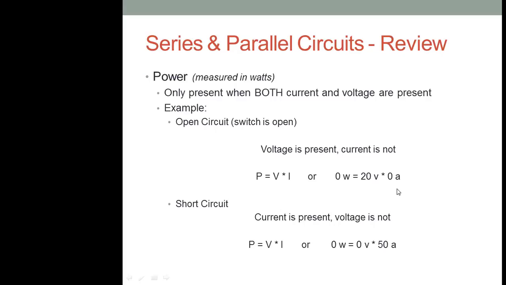We need both current and voltage present to have power. So, for example, if we have an open circuit where the switch is open, again, think of the bridge, right? If the bridge is up, cars cannot flow over the bridge, so we don't have any current. In that situation, we have voltage but not current. So if we multiply by 0, our answer is going to be 0, correct? That's simple elementary school math. So we have no power. Same thing with a short circuit. In this situation, we've got current, but we do not have voltage. So again, if voltage is 0, our power is going to be 0.